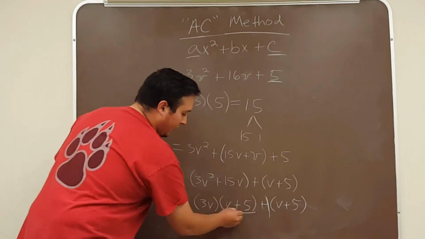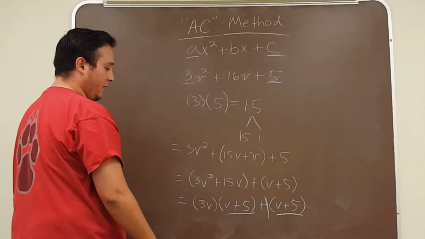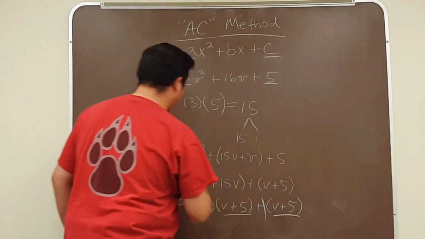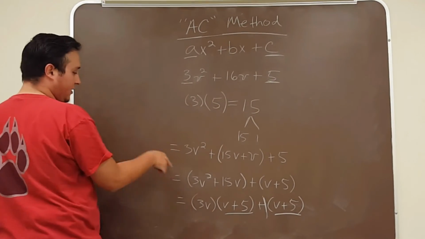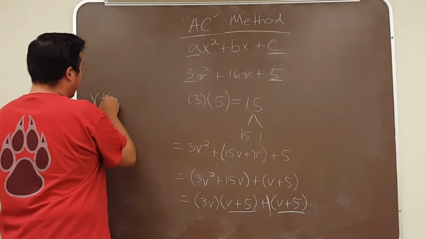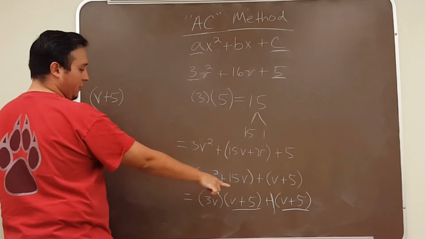So lastly, I'm going to factor out the v plus 5. Leaving me with, I'm going to write this up here. So if I factor out v plus 5, I'm going to be left with 3v plus 1.